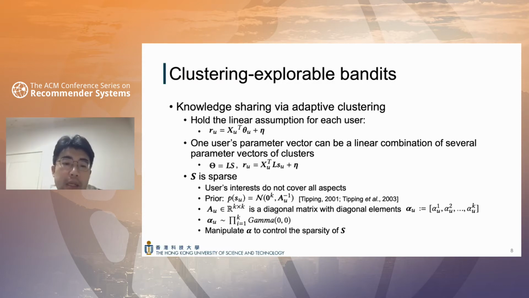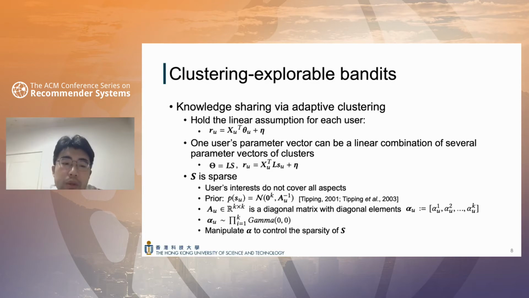X is a feature of the arms, theta is a linear parameter of users, and eta is a Gaussian noise. And there are several interest clusters. One user's parameter vector can be a linear combination of several parameter vectors of clusters. The capitalized theta here is generated by stacking the user parameter vectors, and L stands for the d-dimensional parameter vectors of interest clusters, and S represents the proportions of user holding each interest.